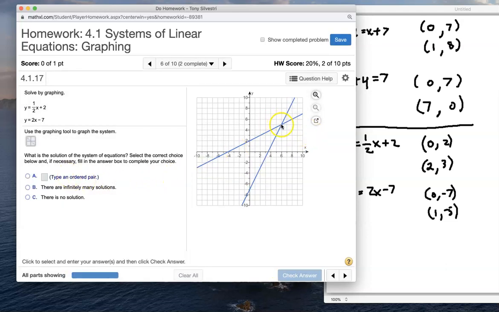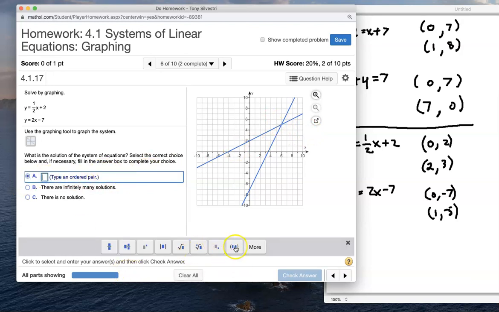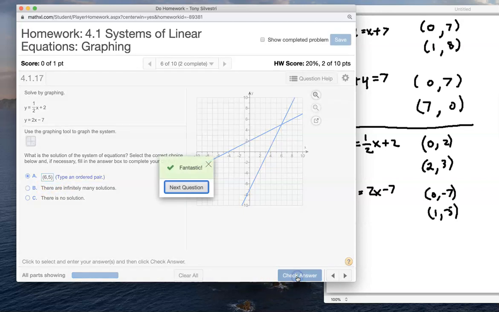And because they do cross, you have an answer. And that answer has to be in a set of parentheses. And so what is that answer? That point has an x value of 6 and a y value of 5. So 6, 5. Check your answer. There you go.